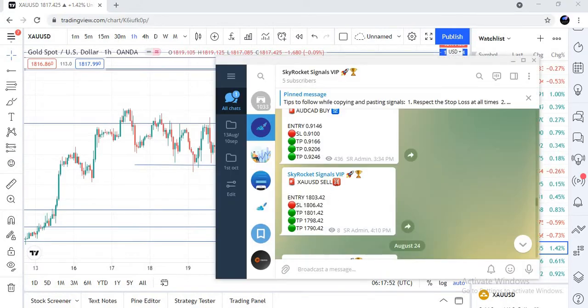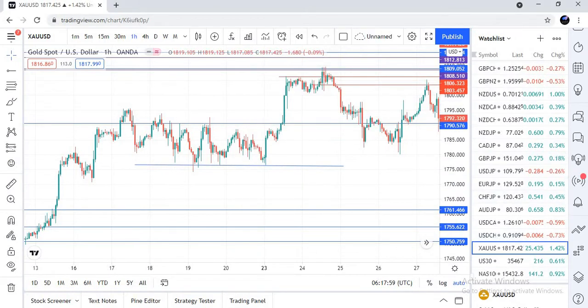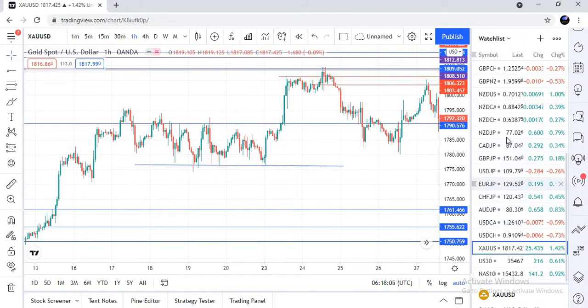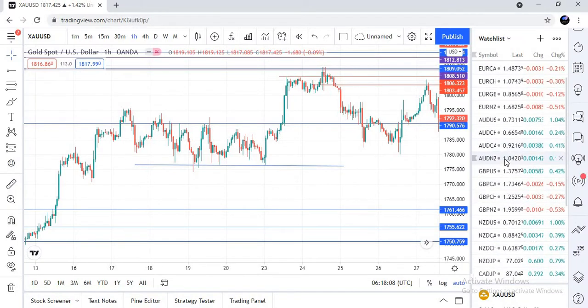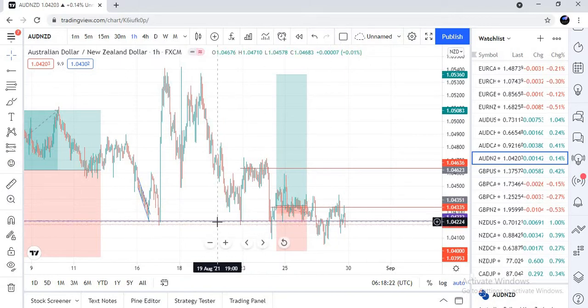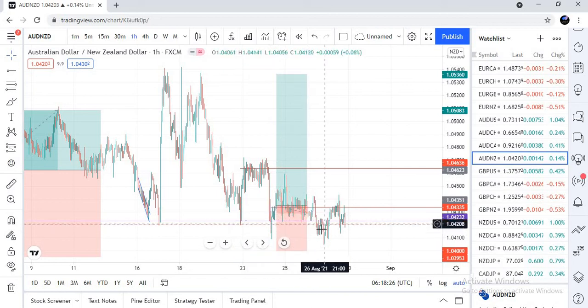So the next trade that we placed was on the 24th of August, which is the next day, on Tuesday. We placed a trade on AUD NZD because after the trade took out our stop loss, we felt that this support level was being respected, although as you can see there are fake outs on this level.